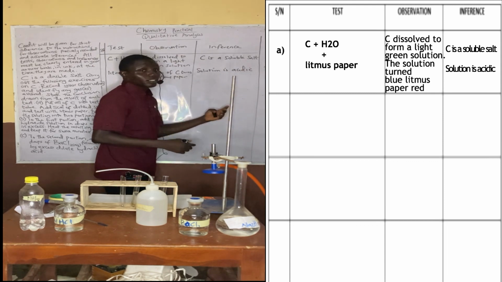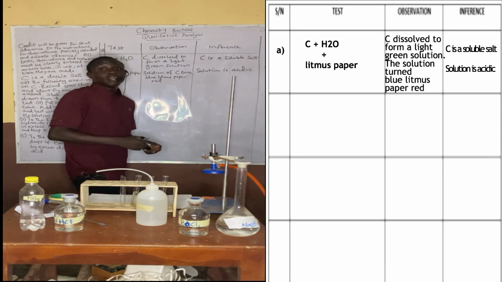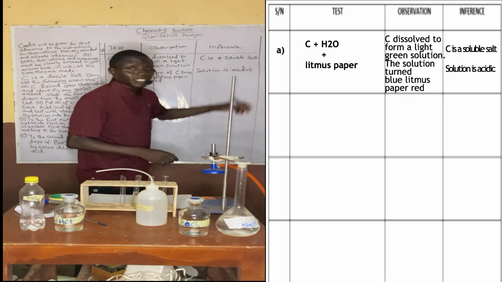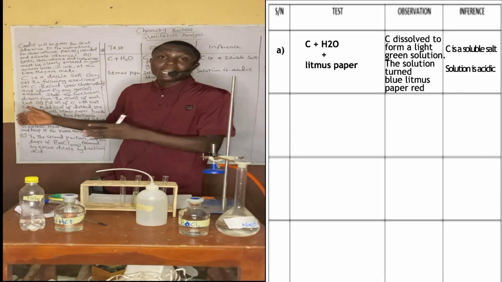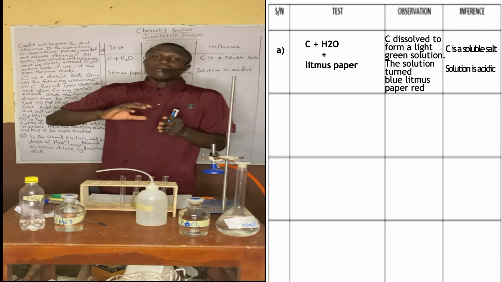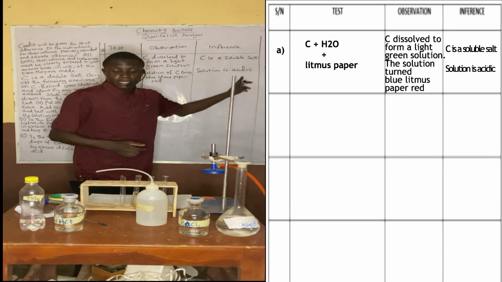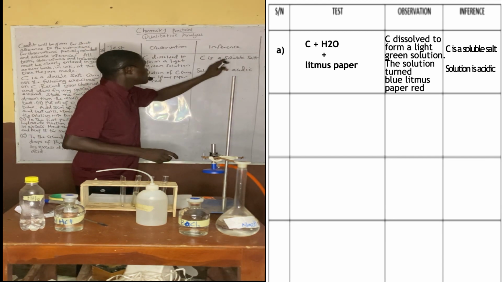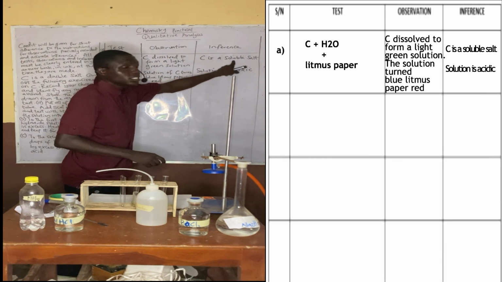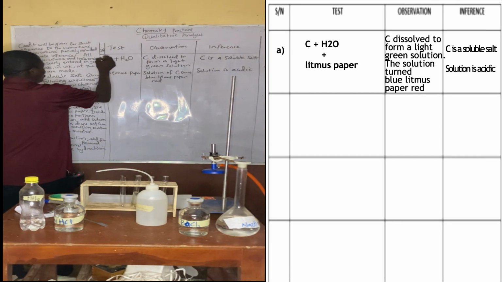Or you can write: the salt is also an acidic salt. The solution is acidic, and therefore the salt is also an acidic salt. We are told that it is a double salt, but it can be classified under acidic, because whenever a substance turns blue litmus paper red, it means it contains an acidic property. So the solution is acidic. C is soluble in water, so therefore, C is a soluble salt. So that's that for A. Please take note of that.